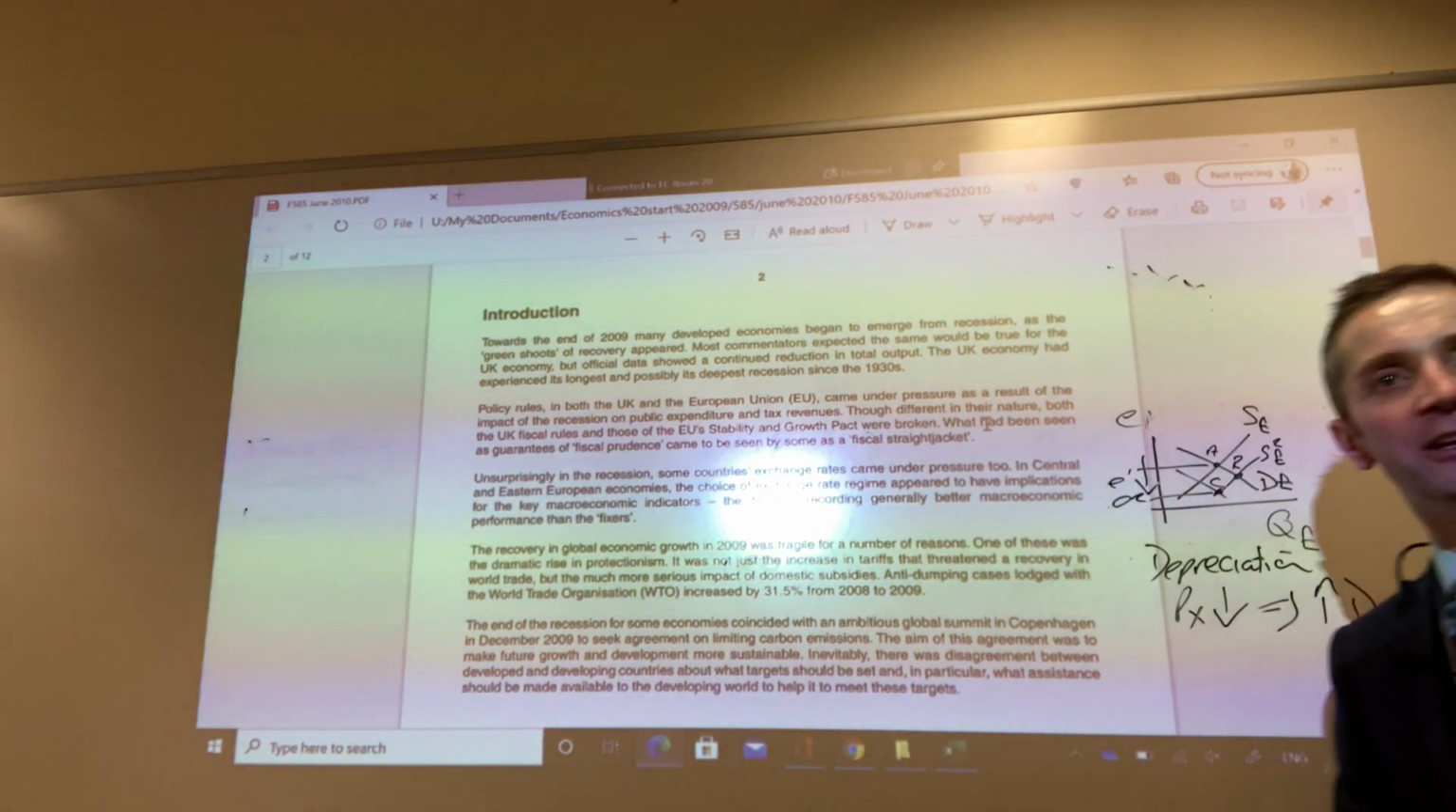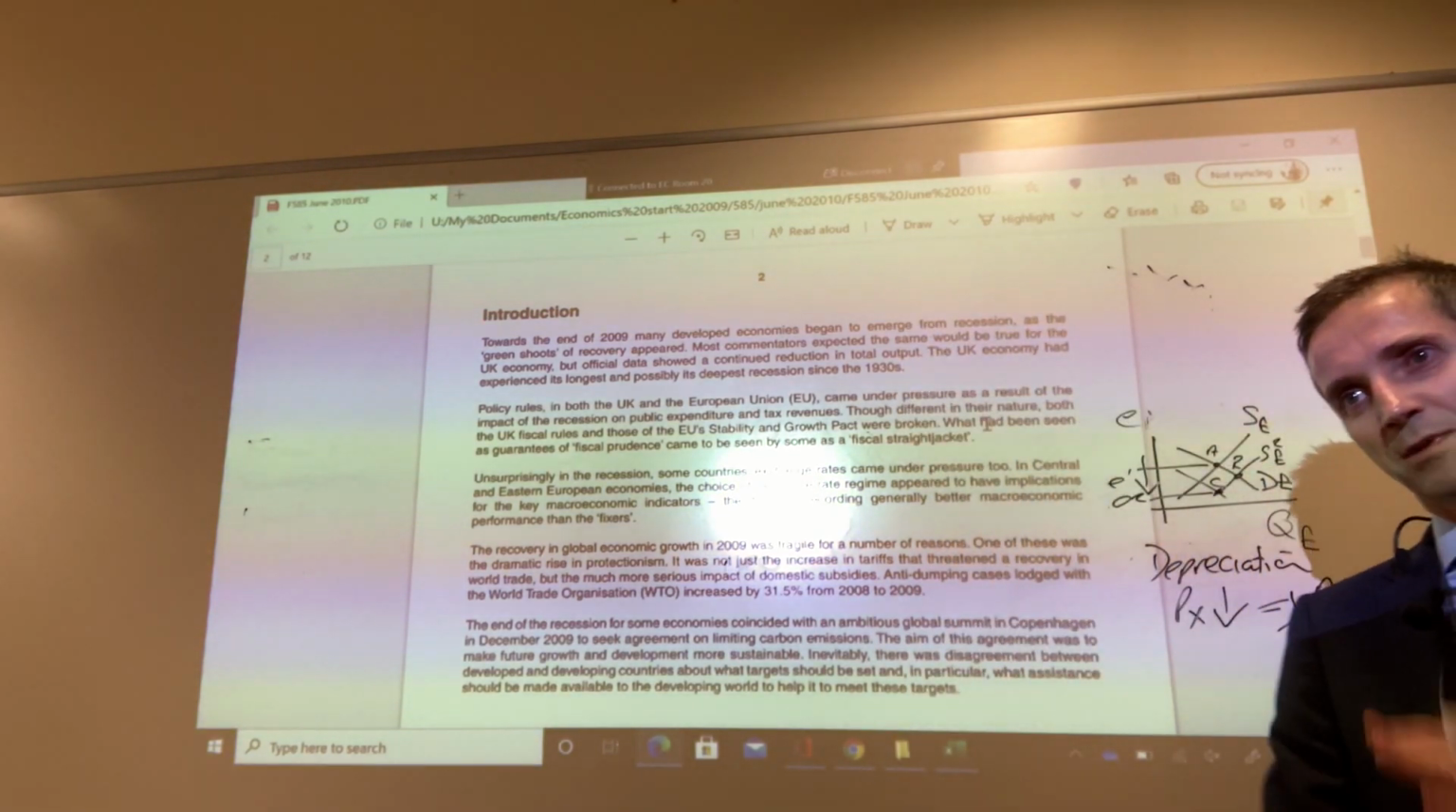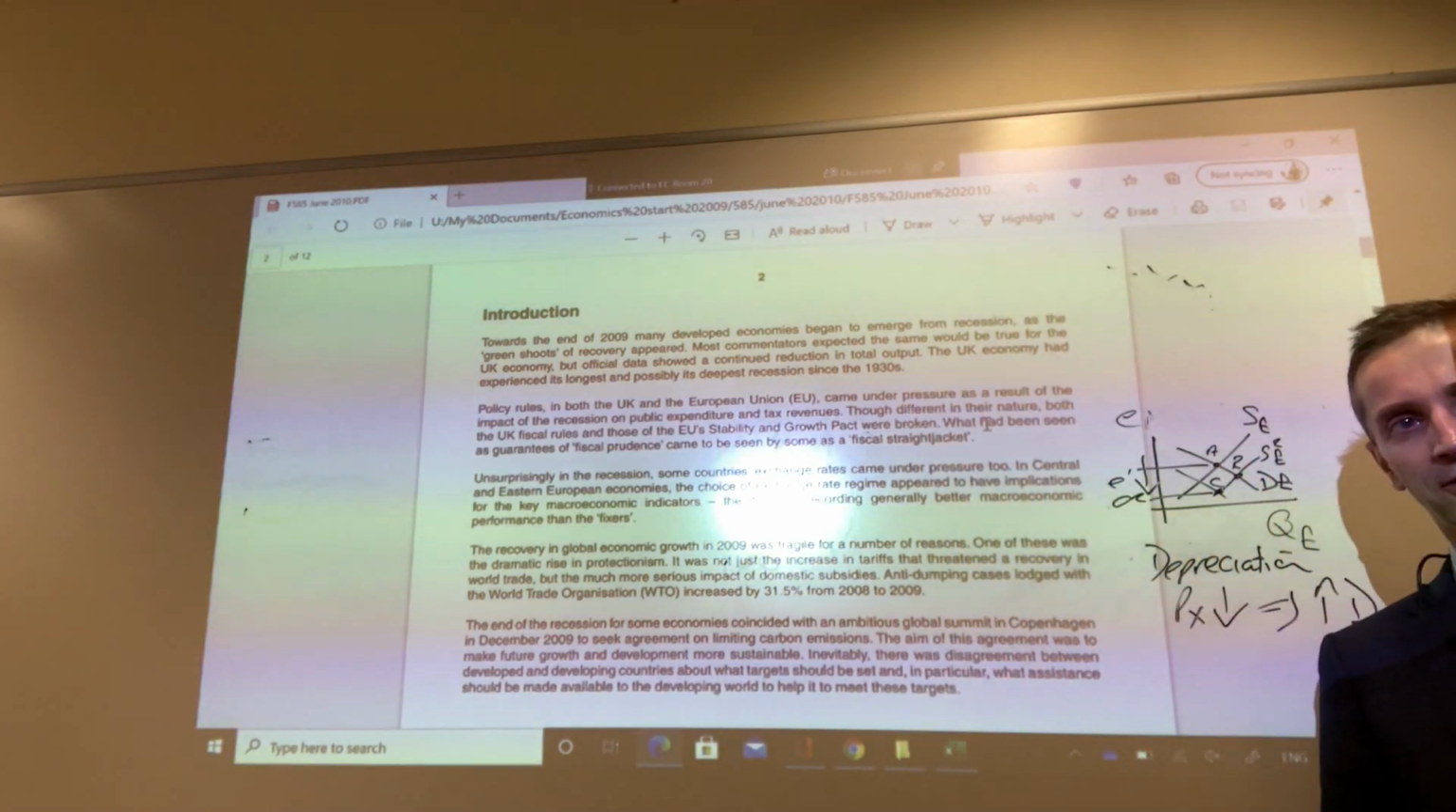Okay, now if I was to press you then about a fixed exchange rate system and maybe a diagram that you might be familiar with for a fixed exchange rate.